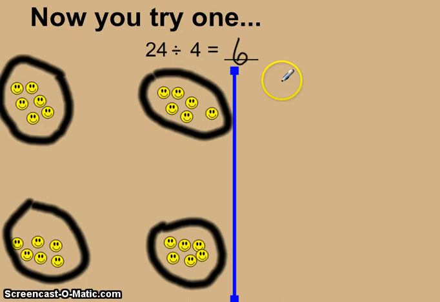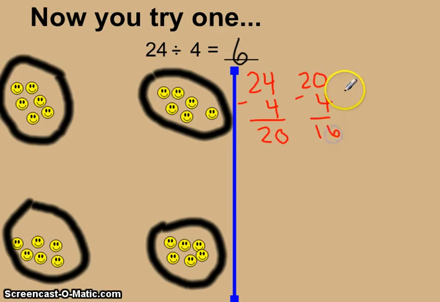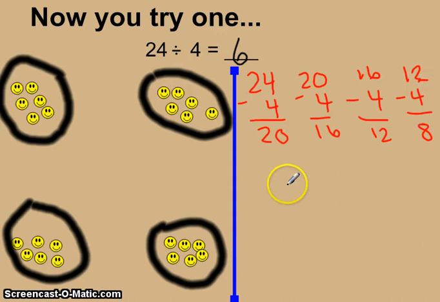Now remember, I'm going to start with 24 and I'm going to keep subtracting 4 until I get to 0. So 24 minus 4 is 20. 20 minus 4 is 16. 16 minus 4 is 12. I can fit one more. 12 minus 4 is 8. Now, I have to keep going until I have 0 left.